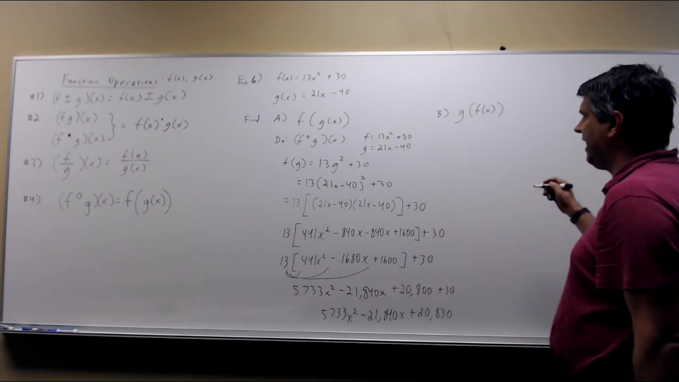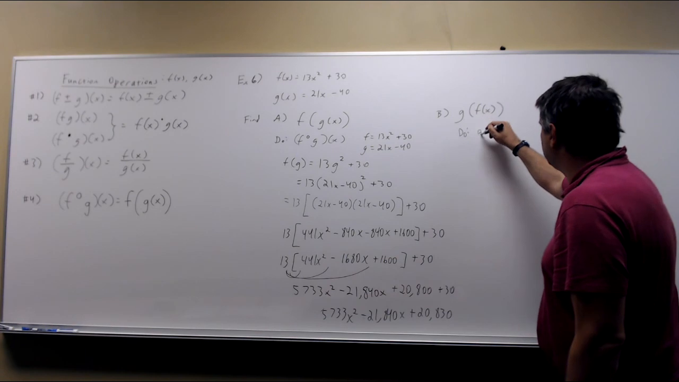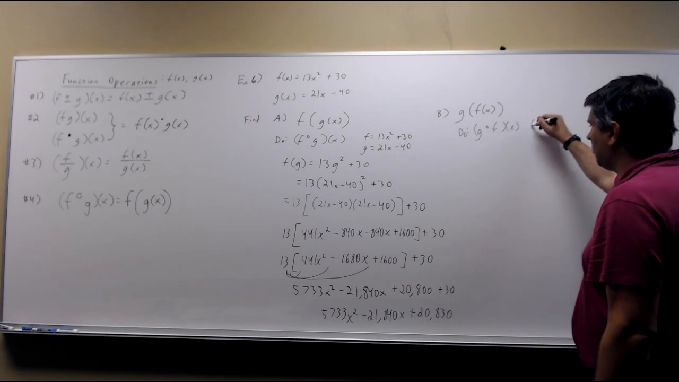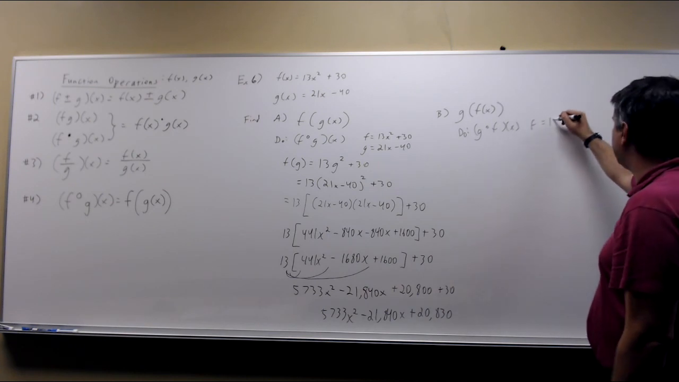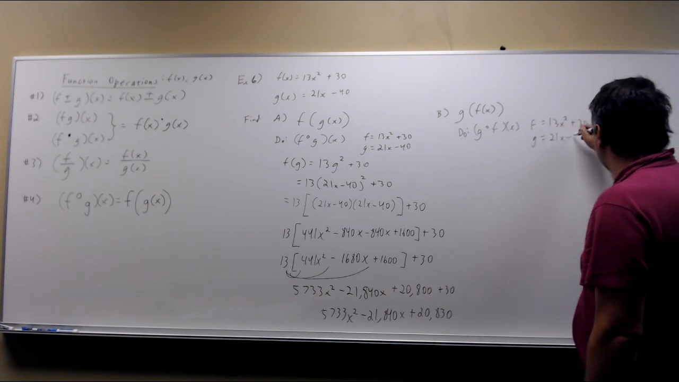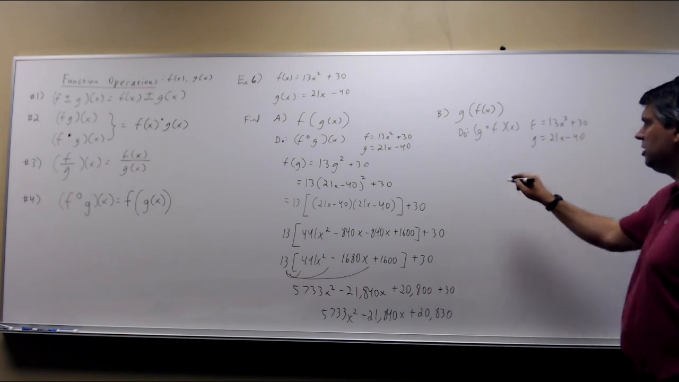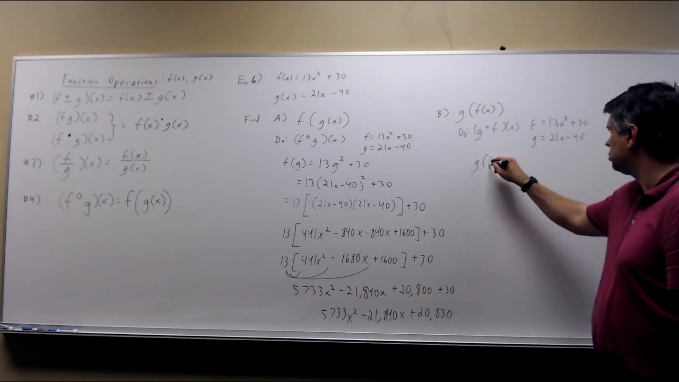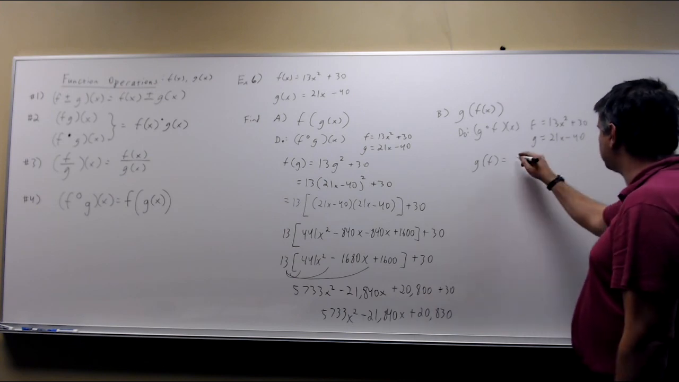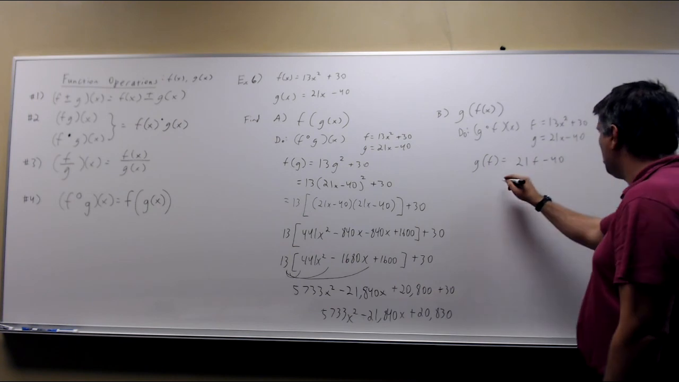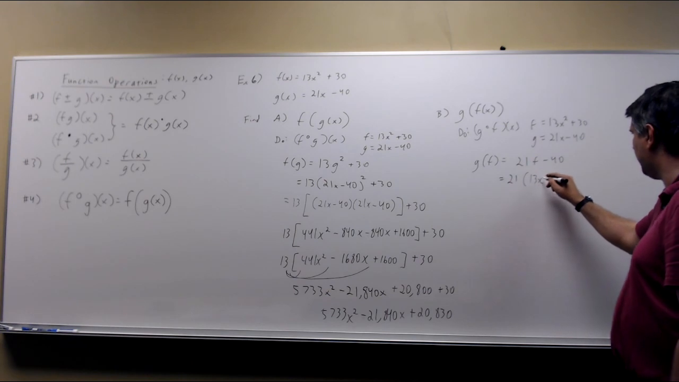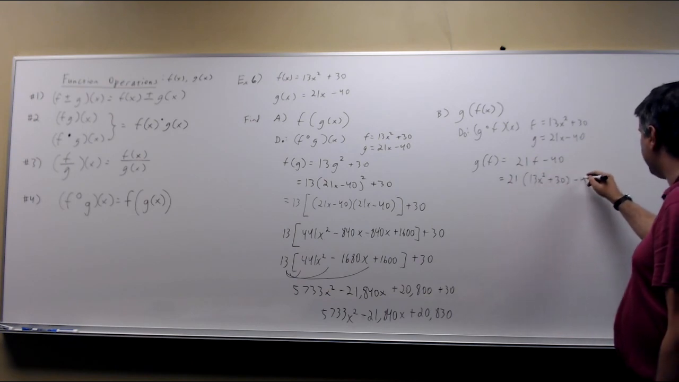This is g of f of x. So this is g of f of x. F equals 13x squared plus 30. G equals 21x minus 40. So g of f equals, f is going to go into g, so that's going to be 21f minus 40, which will be 21 times 13x squared plus 30 minus 40.